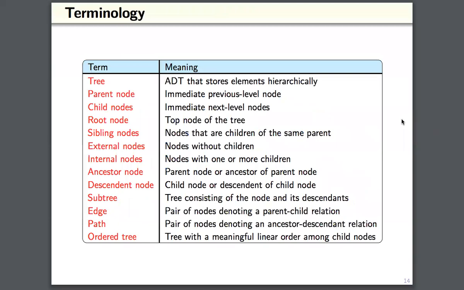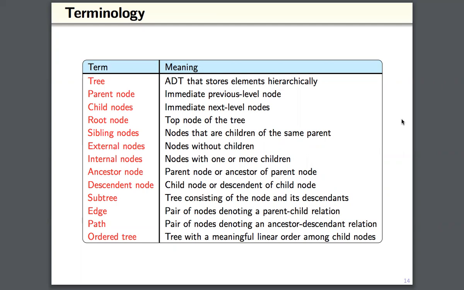Okay, now let's look at some basic terminology related to trees. So tree, it's an abstract data type that is used to store a sorted set. Okay, that's the best representation for a sorted set. So you store elements hierarchically. You know what is a parent node and child node from folders and subfolders. Root node, the starting folder, you can think, right? The top node of the tree is the root node.